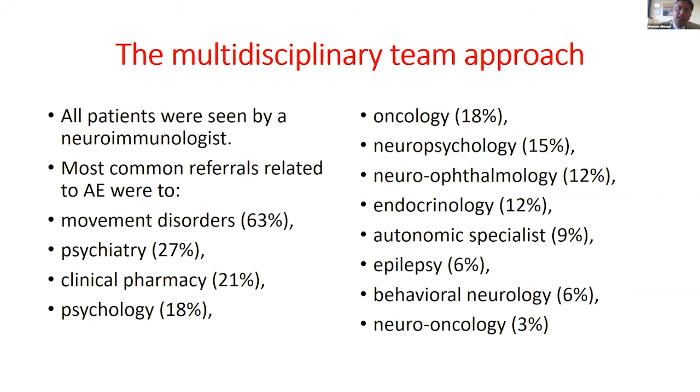Behavioral neurology or dementia neurologists, we rarely need their help, but sometimes we do, because some patients who have significant cognitive impairment after the acute attack, especially older patients, might actually benefit from some of the resources that are available to our behavioral neurology colleagues.